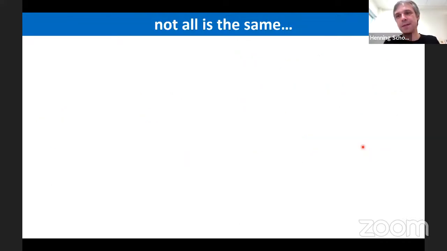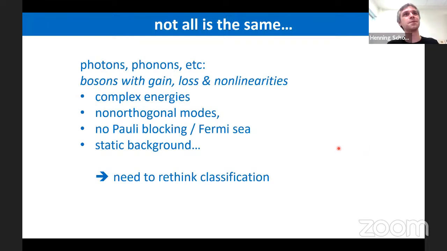Now, when we transfer these things from, say, electronic systems to photonic systems, there are also some noticeable differences. And they actually make this game much more interesting. So for photons or phonons, at some level, we don't have conservation of charge. So these are actually bosons. We can manipulate them in other ways. There will be gain and loss. And then we will have complex energies. We will have non-orthogonal modes, the things that you very intimately relate to non-Hermitian physics.